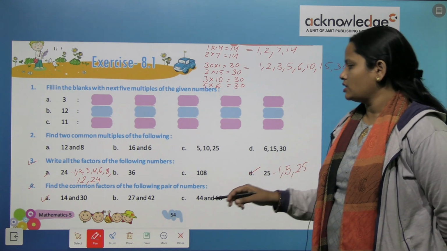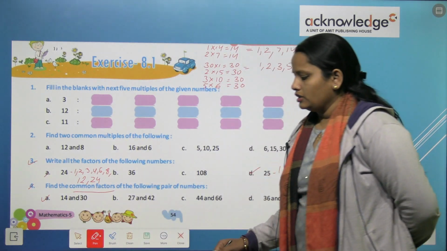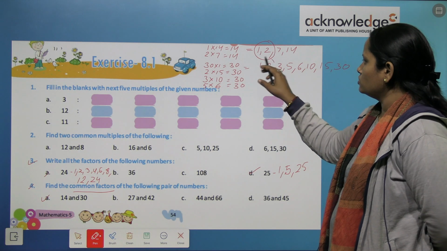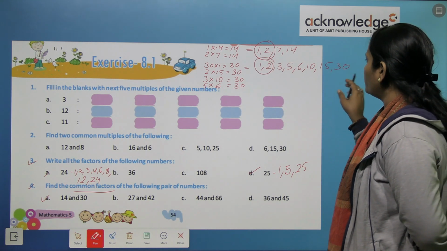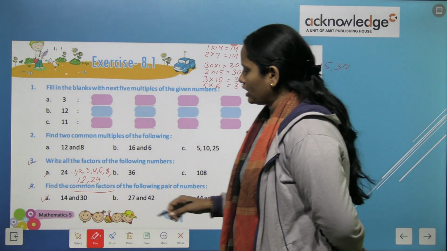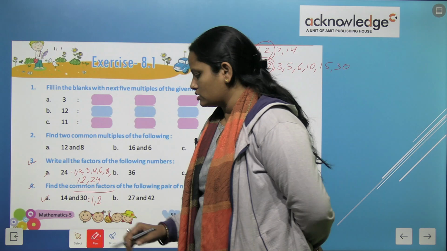So now let's find the common factors. Common factors को हमें find out करना है. So the common factors are 1 and 2. Now nothing else is left. So the common factors of 14 and 30 are 1 and 2.